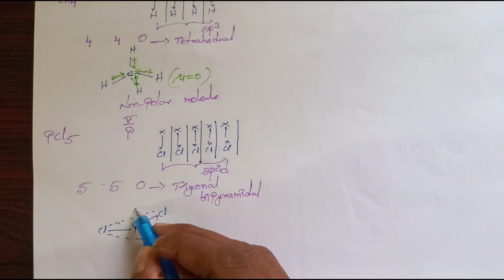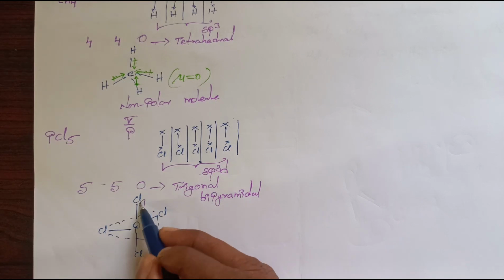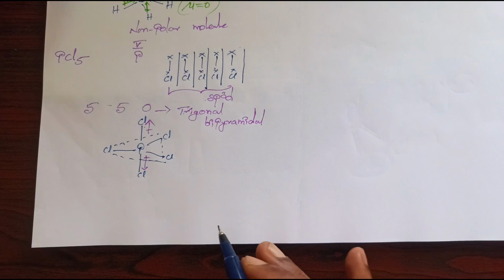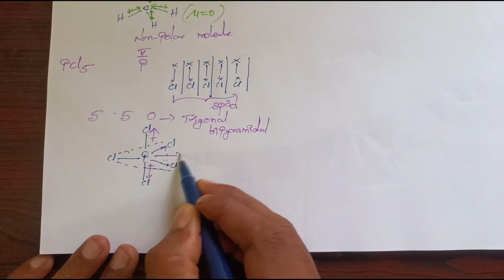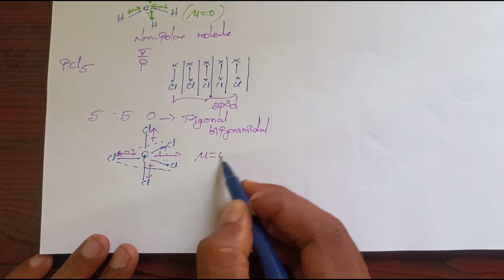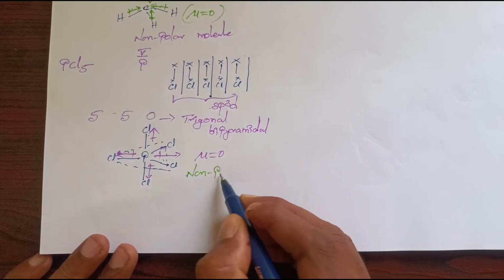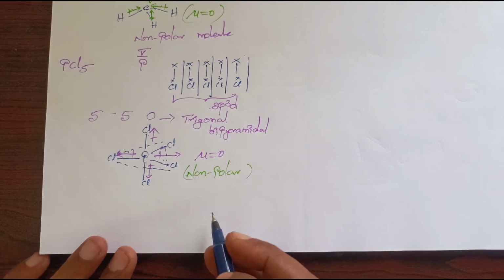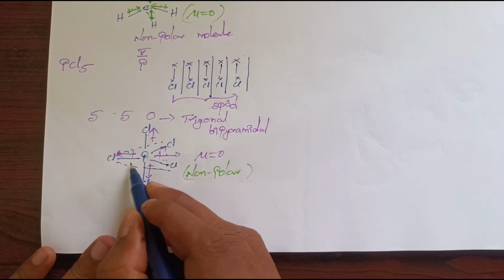One chlorine is existing above the plane, another chlorine is existing below the plane. These two are oppositely exist to each other. This is this direction, this is this direction. Because chlorine is the more electronegative element compared to phosphorus, they cancel to each other. These two bonds are same plane. That dipole moment this direction, this bond this direction. Cancel to each other. So what is the dipole moment here? 0. Dipole moment 0 means it is non-polar. PCl5 is non-polar molecule.